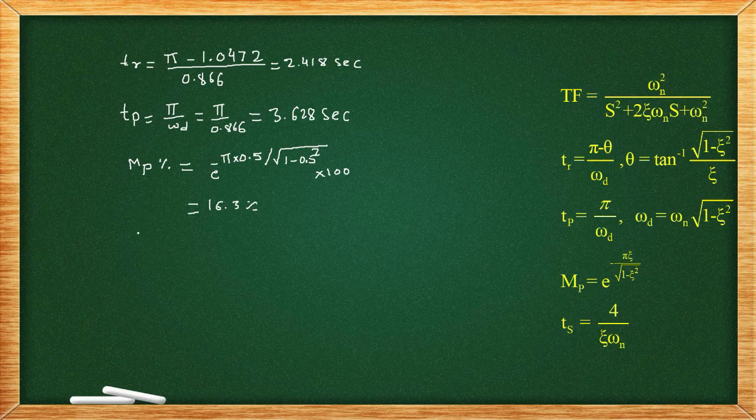And the last one, TS, is called settling time, that is 4 divided by xi omega n, which is 0.5 into 1. The answer is 8 seconds. These are the values of time domain specifications for the given differential equation.